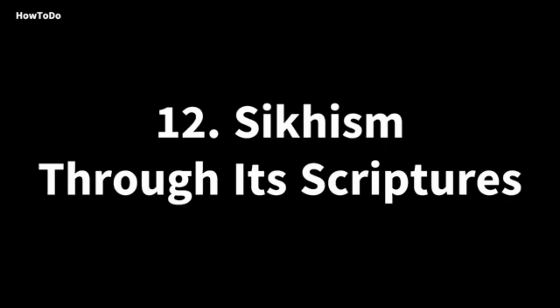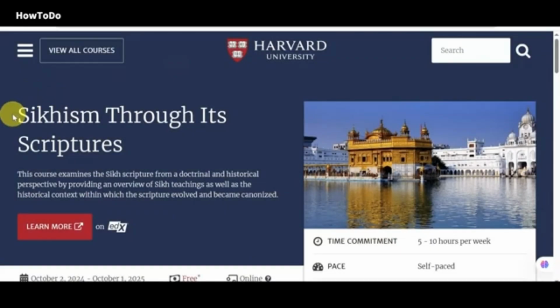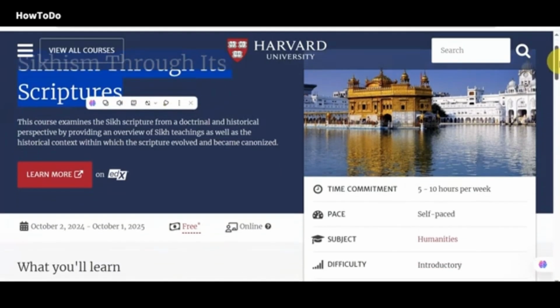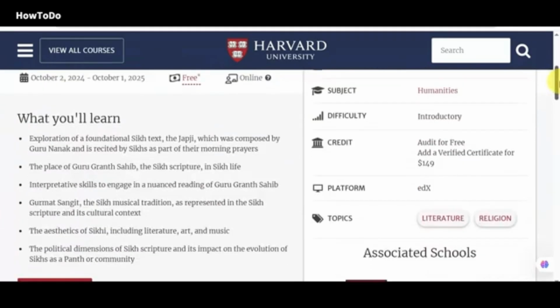12. Sikhism through its scriptures. Sikhi, commonly known as Sikhism, is a monotheistic religious tradition that was founded by Guru Nanak in late 15th century Punjab in South Asia.